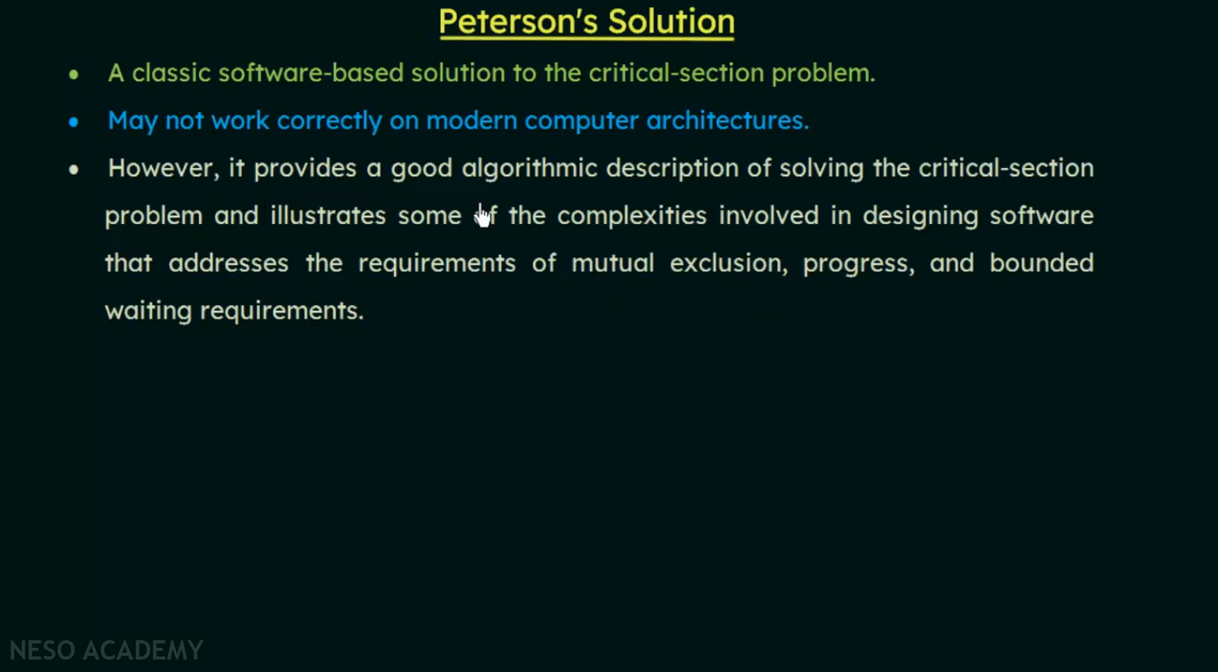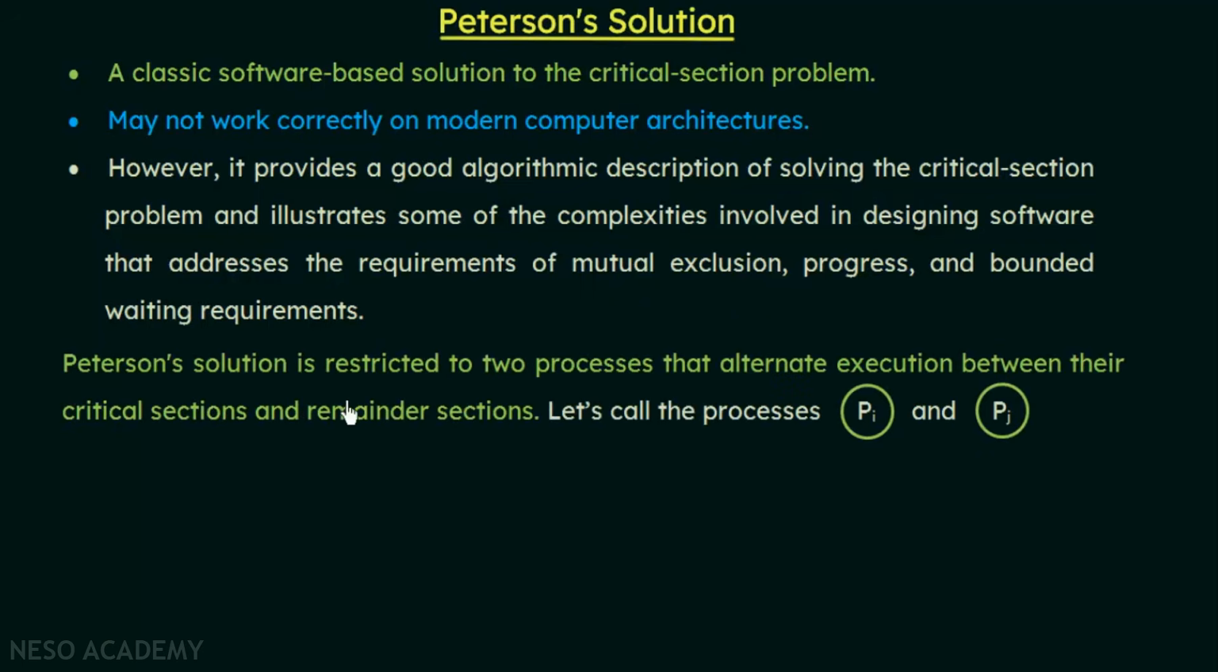We also saw in the previous lecture that these are the main requirements that a solution to the critical section problem must have: mutual exclusion, progress, and bounded waiting. We will see how, on a software level, we can achieve these three requirements. That is why Peterson's solution is an important topic in operating systems as far as process synchronization is concerned. Alright, now let's understand how Peterson's solution works, what the algorithm is, and how it solves the critical section problem.